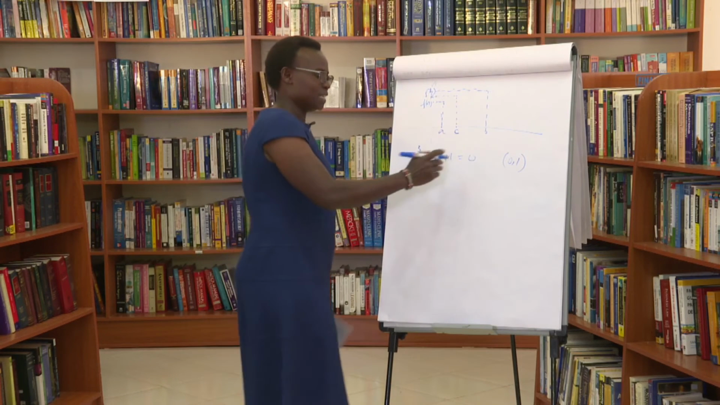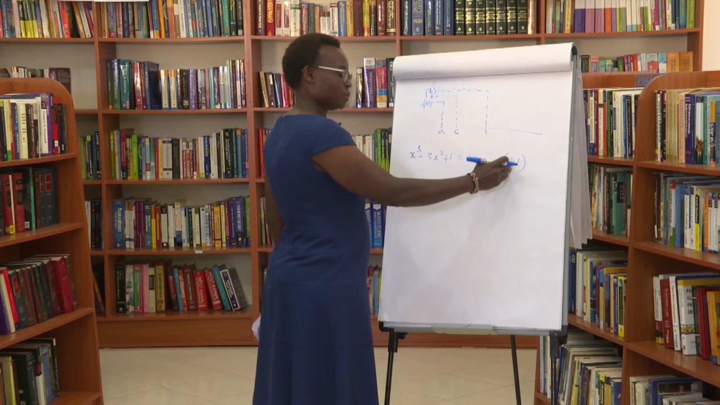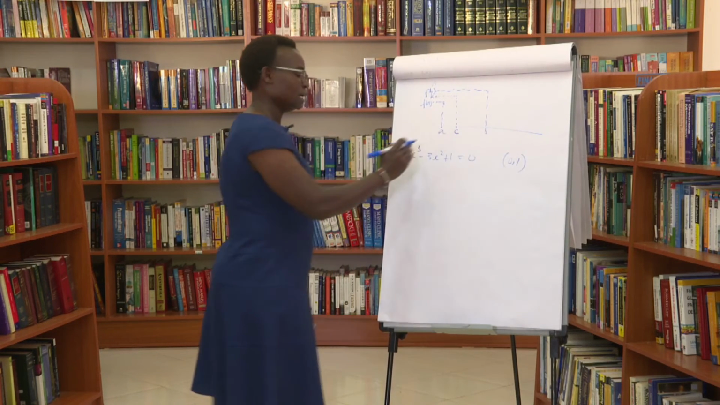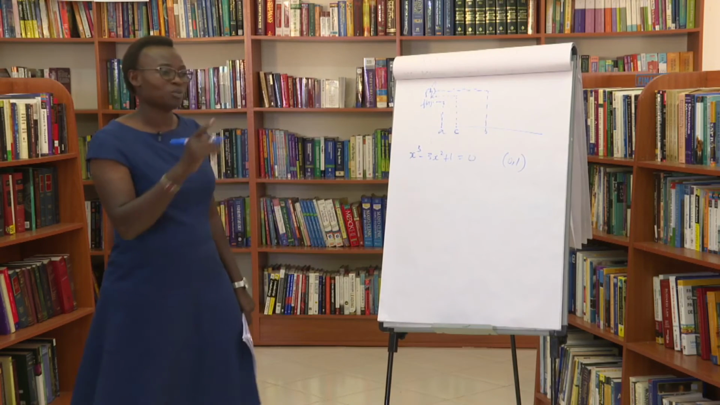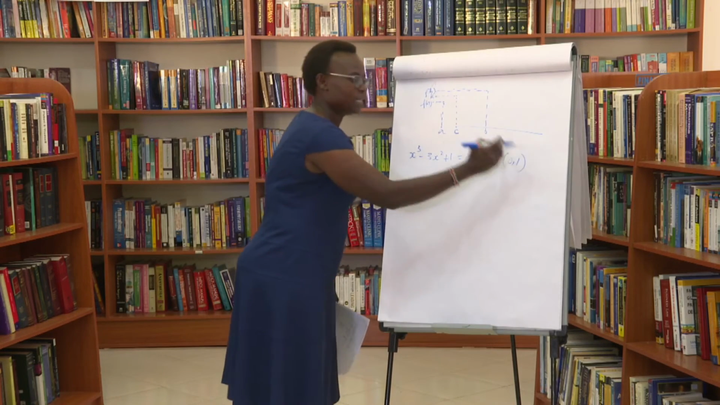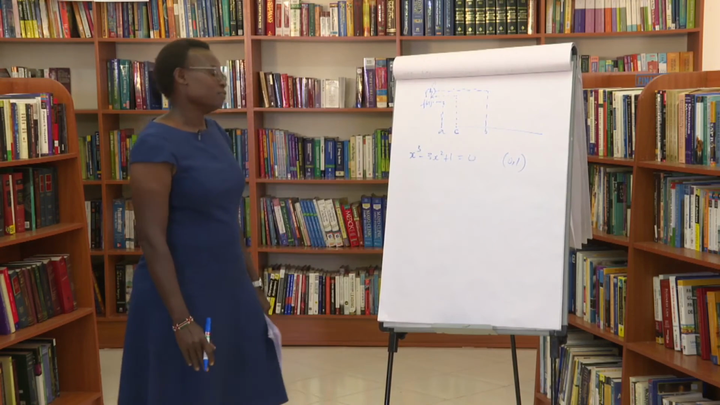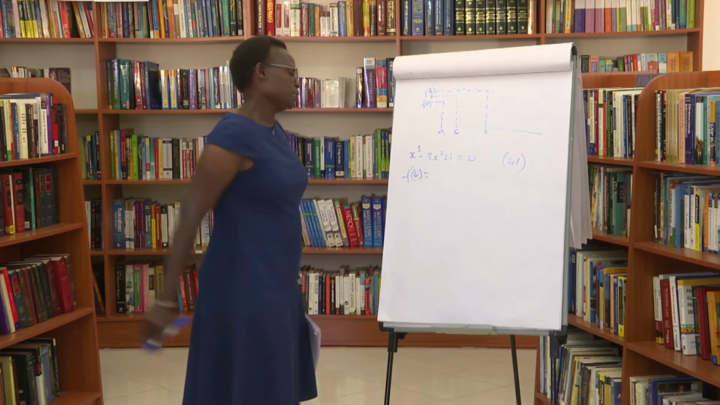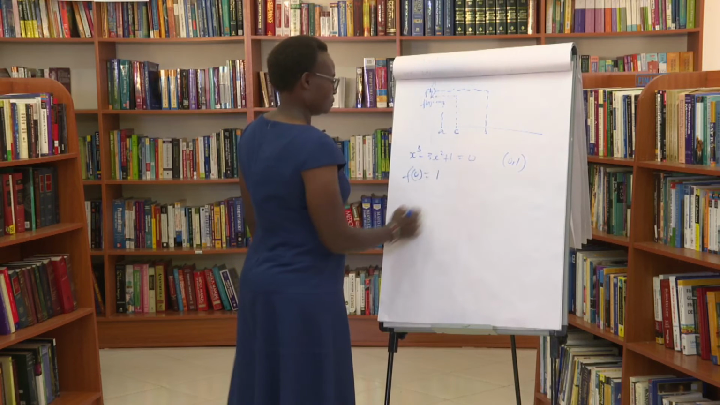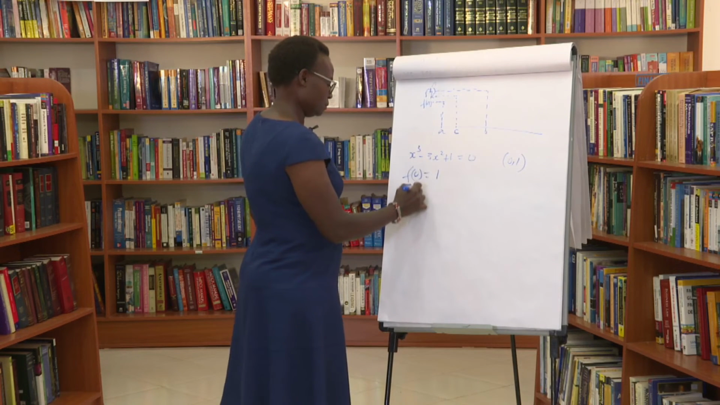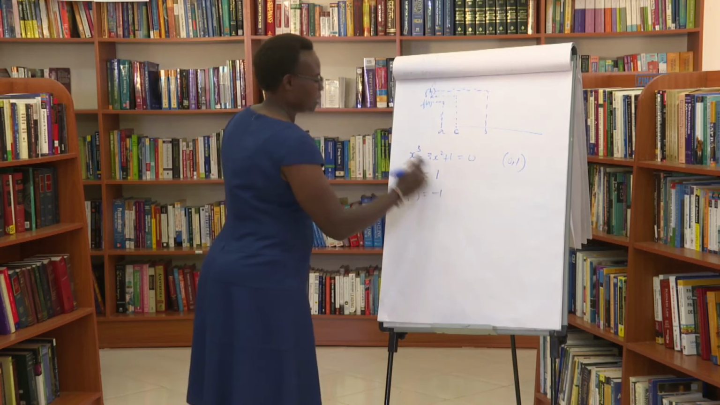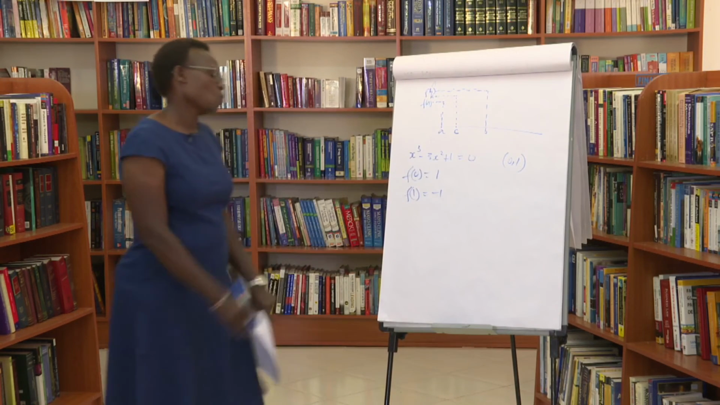We need to show that there is a k in between f of 0 and f of 1. Once we show that between f of 0 and f of 1 there is a k, then automatically it implies that between 0 and 1 there is a value c there. So f of 0 will give us 1, and then f of 1 will give us negative 1.